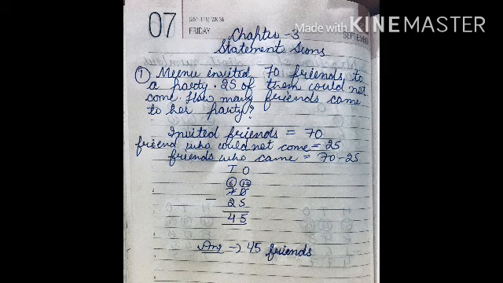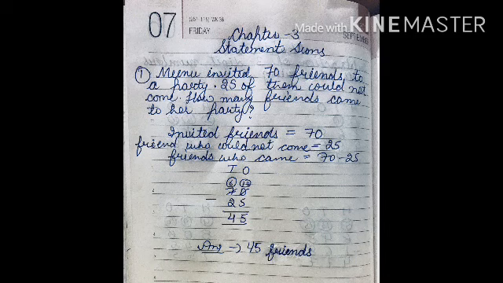Now, suppose yesterday was your birthday and you invited 70 friends, but out of them only 25 came, and you want to find out how many friends did not come. Then what will you do, kids? Yes, you will do subtraction. You will subtract 25 from 70 and you will come to know how many friends came to the party.